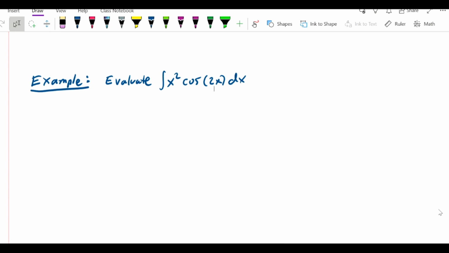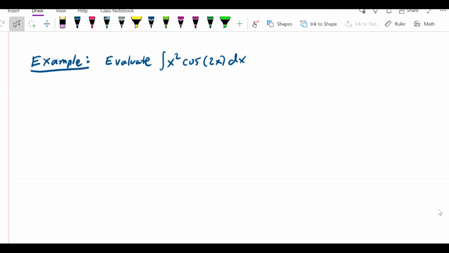Okay, so we're going to do another example that will hopefully demonstrate a couple of things. So we have here the problem to evaluate the integral of x squared cosine 2x. And by the way, it should be clear at this point that we're using integration by parts in a situation where u substitution itself wouldn't work.